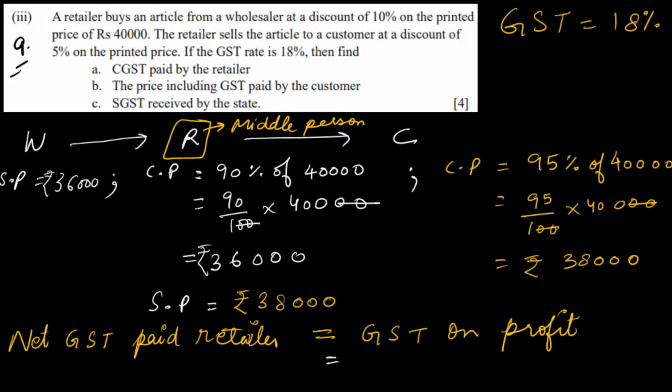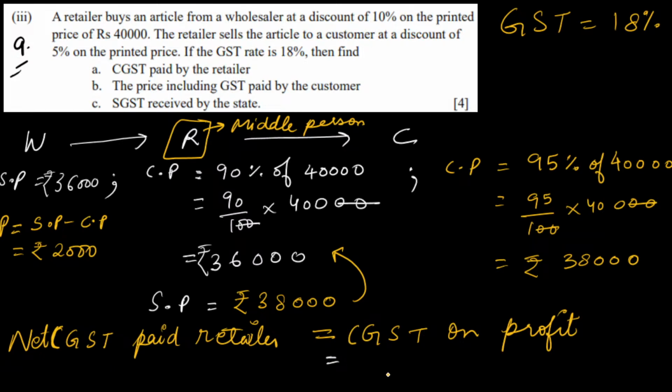Profit we can find by selling price minus cost price. Here we only have to see the retailer, so 38,000 minus 36,000, which is 2,000. So the profit we found is 2,000. Then 18%, or directly 9% you can write, because we have to find CGST. Why find 18% and then divide?